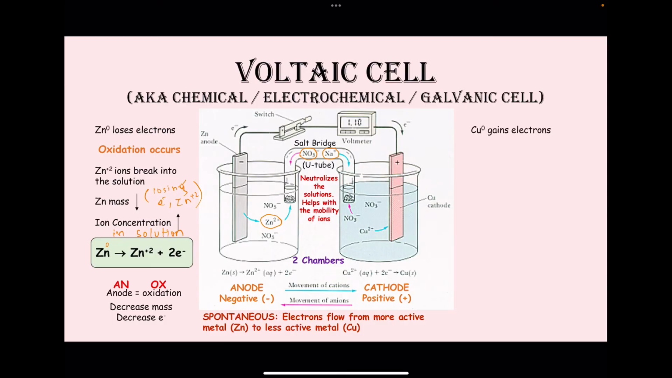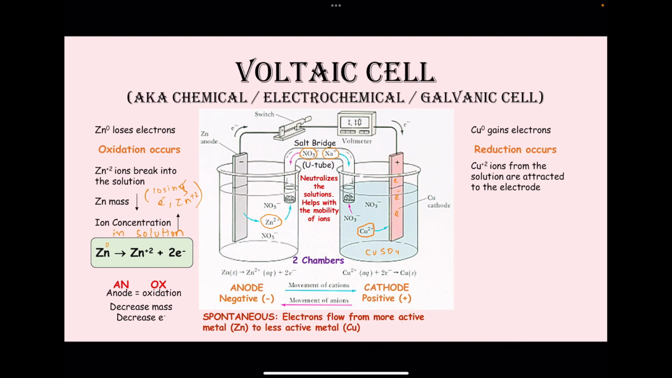On the other side, copper is gaining electrons, so that's where reduction occurs. The copper ions are in the solution, so this solution has copper ions already, so maybe it's like copper sulfate solution or whatever. It could be just any solution that has the copper ions already. So the electrode is getting the electrons, and these electrons are pulling the copper ions from the solution, so they are now going to get deposited on the electrode.